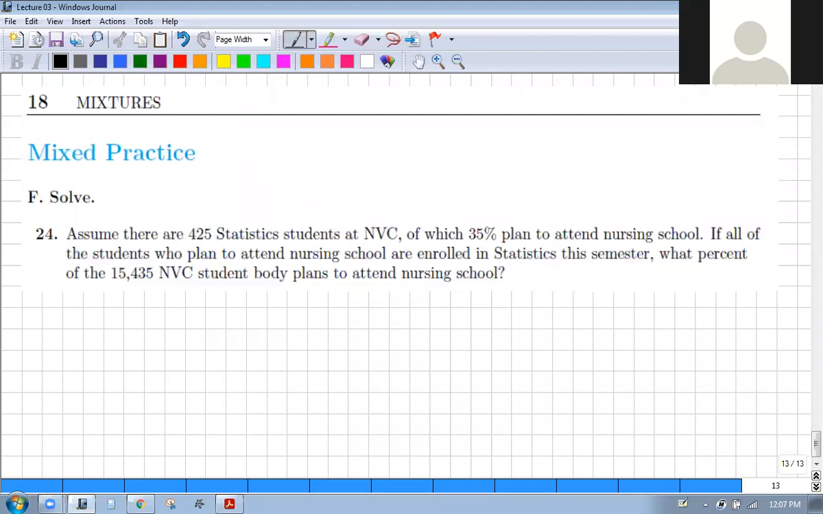All right, mixed practice. There are 425 stats students at Northwest Vista. 35% plan to attend nursing school. If all the students who plan to attend nursing school are enrolled in statistics this semester, what percent of the 15,435 NVC student body plans to attend nursing school? All right, let's think about this one. We have a bunch of stats students. Some of them are attending nursing school.